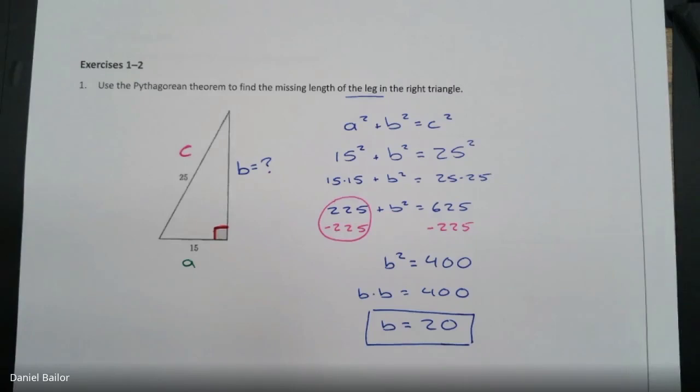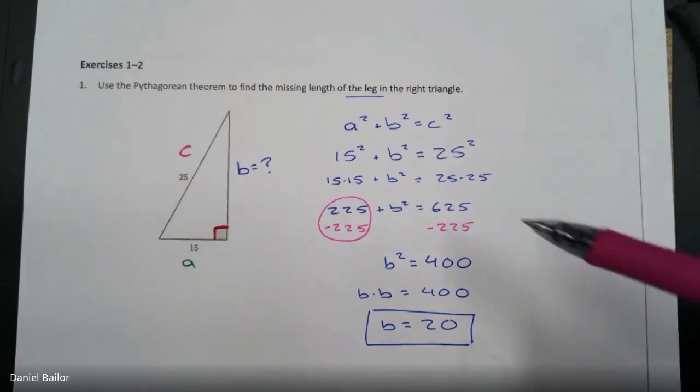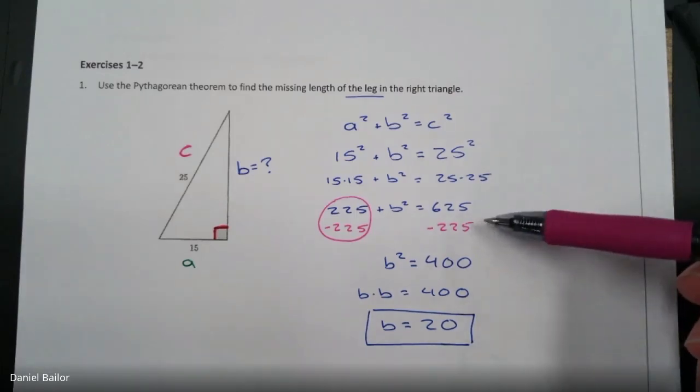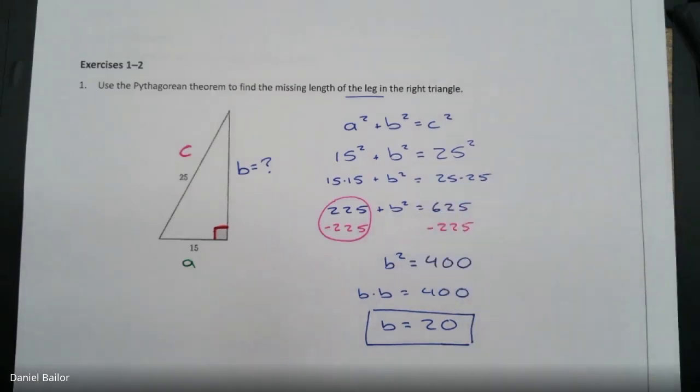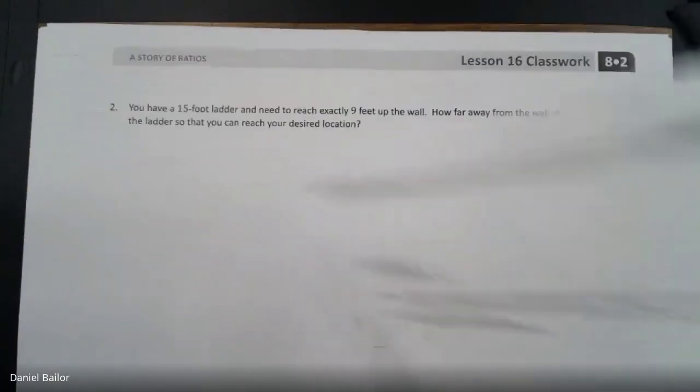So that's exercise 1, using the Pythagorean theorem to find a missing leg. Just like we did in lesson 15, except you have this piece of algebra right here where you have to isolate the B squared, get the B squared by itself. Let's practice some more with exercise 2. So go to page 178, please.